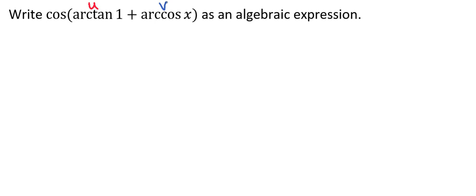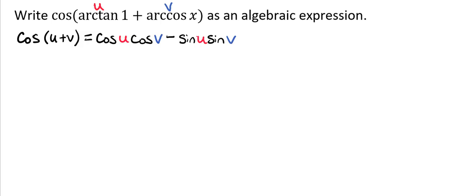Let's review what that formula is. So our cosine sum formula is the cosine of u times the cosine of v minus the sine of u times the sine of v. In order to evaluate our cosine of u and cosine of v and sine of u and sine of v, it's going to be easier if we look at the triangles represented when angle u is arctangent 1 and angle v is arccosine x. So let's look at those triangles.